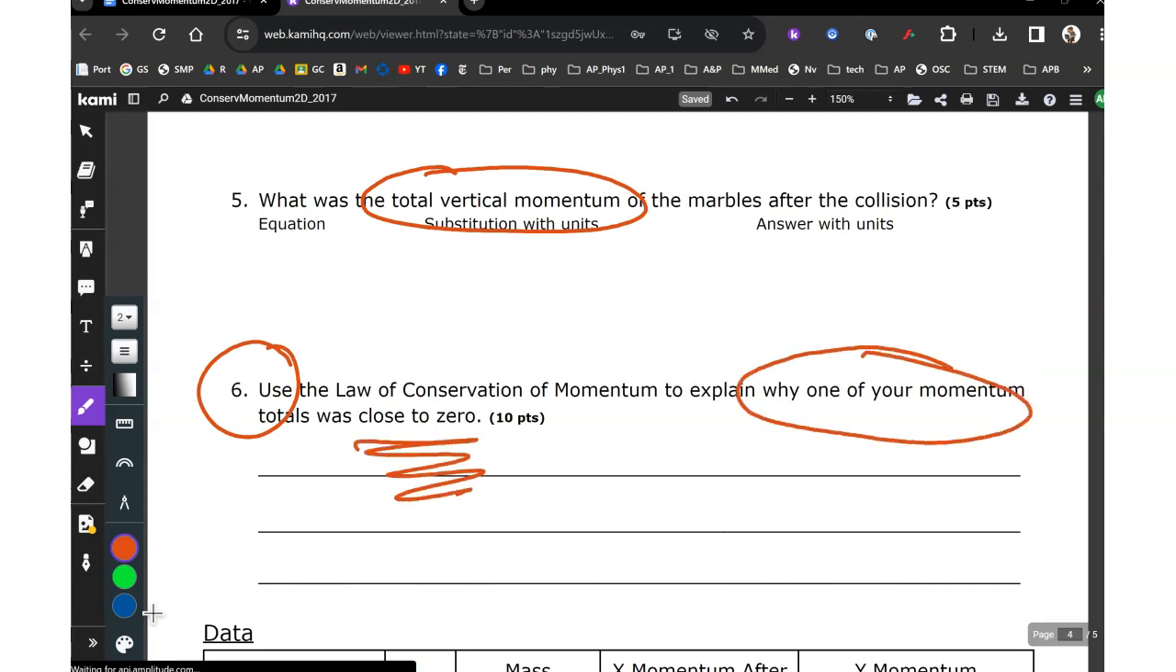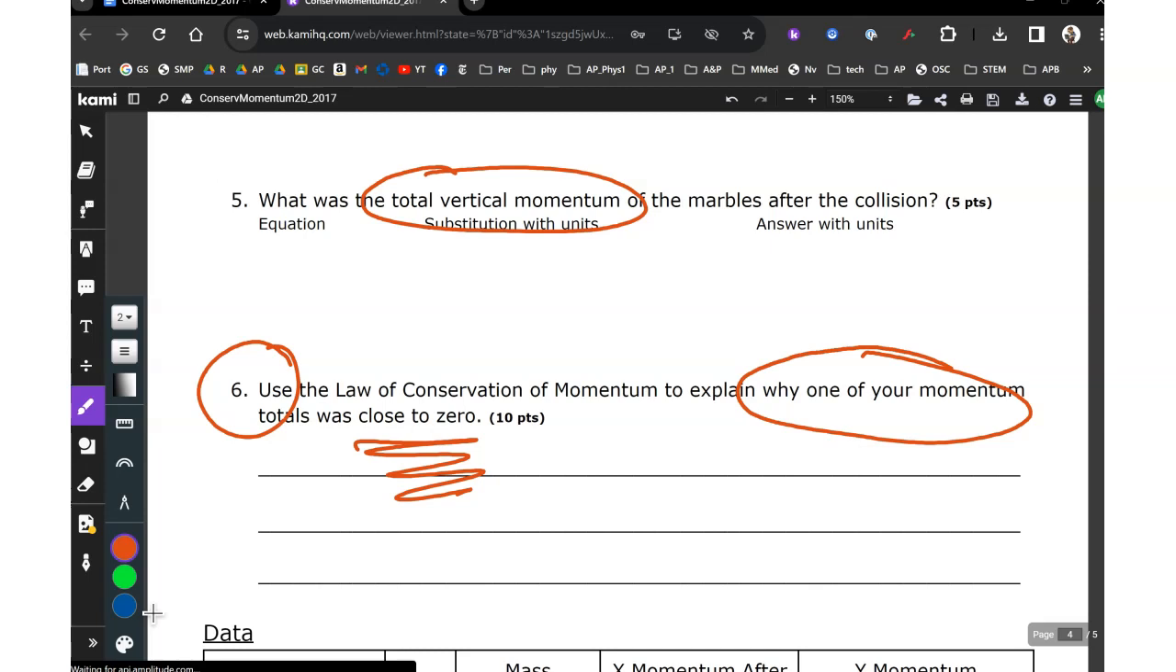Use your law of conservation of momentum to explain why one of your momentum totals was actually close to zero. Well, look, I'll give you a hint. The total momentum of one of your directions must be close to zero. Why? Because the only momentum when the marble rolled down the ramp represented the total momentum before the collision. That marble rolling before it hit something is the total momentum before.